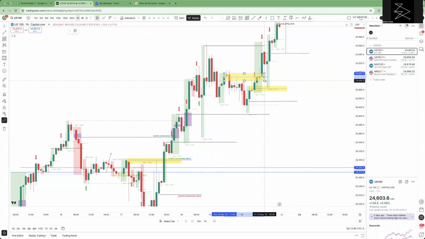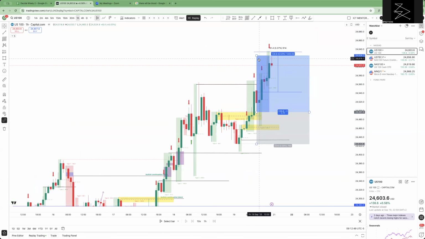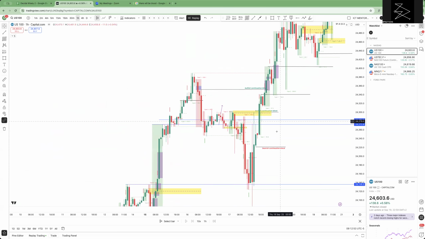Okay, this also needs a down candle. You know what? I don't want to jump in there. I'll put my entry there. My stop is going to be there. But that is just one. Let's go.